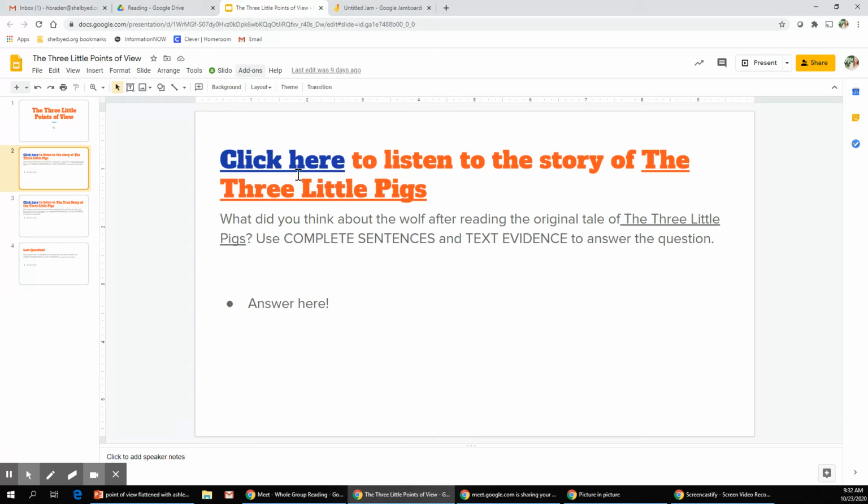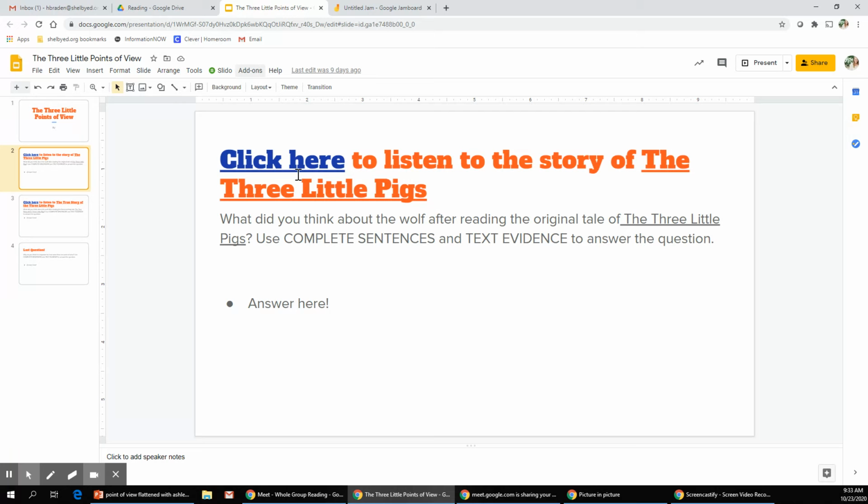I'm not seeing people follow those directions. Use complete sentences. That means if I was reading your answer and I didn't know the question, I would kind of know what the question was. Some people are just putting their answer in one sentence and they're done. A complete sentence means you restate the question. How could we restate this question? After reading the original tale of the Three Little Pigs, I thought the wolf was, and then you answer.